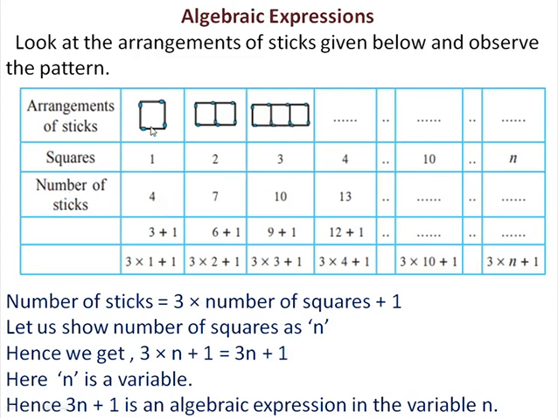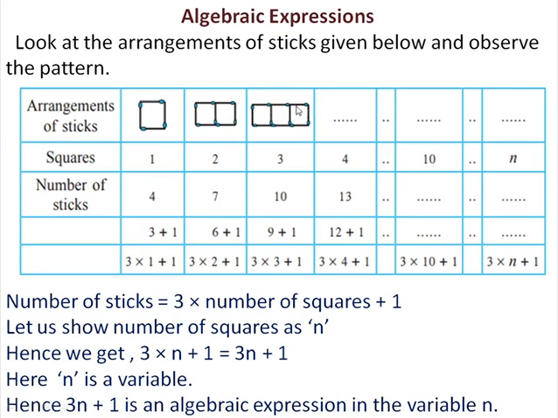Now here, if you look at the first picture, how many squares are formed here? 1. How many sticks are required here? 1, 2, 3, 4. So here 4 sticks are required to make 1 square. Now if you add 3 more sticks to it, you will get 2 squares. So in all, how many sticks are used? 7 sticks. 7 sticks are required to make 2 squares.